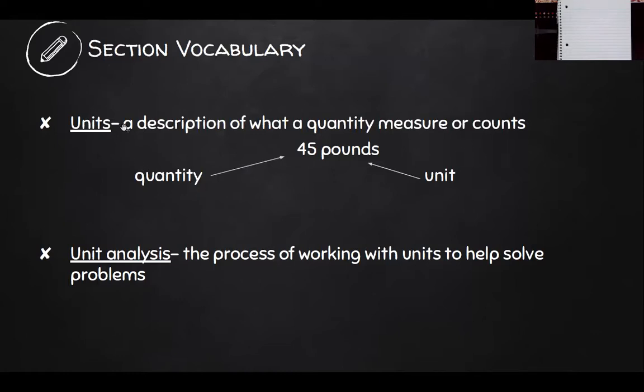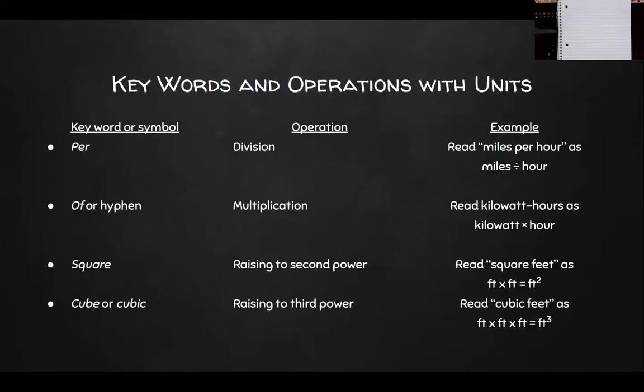Units have a description of what a quantity measures or what it counts. An example is 45 pounds right here. We have the quantity, which is the 45, and then the unit, measuring pounds. What we're doing in this section is unit analysis, which is that process of working with units to help solve these problems. Here are our key operations, our keywords and the operations that we use for them.